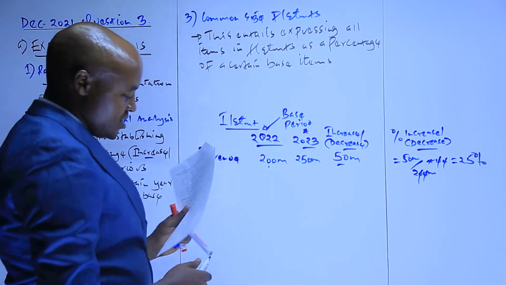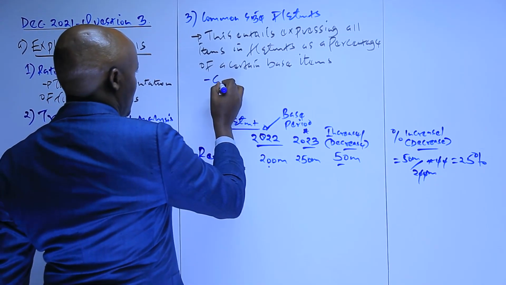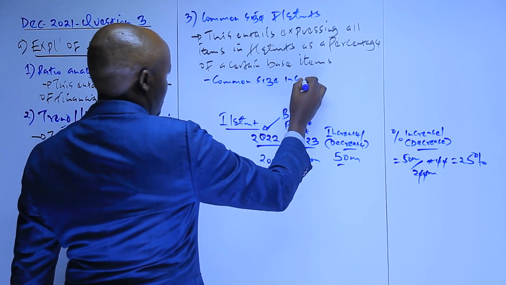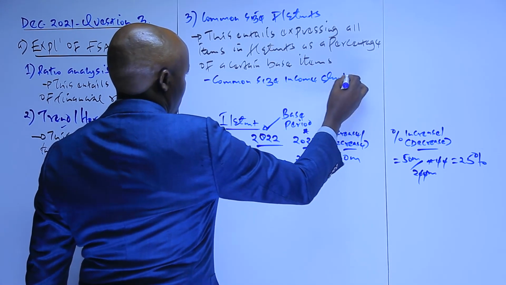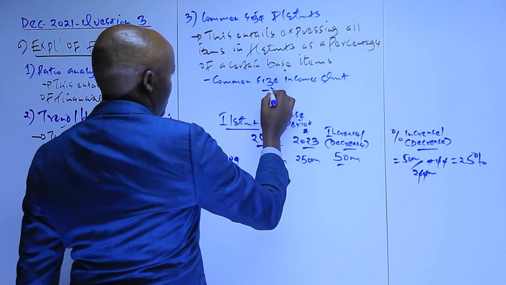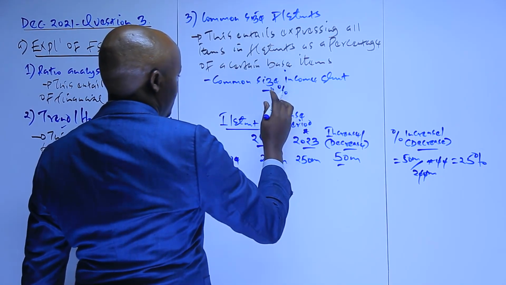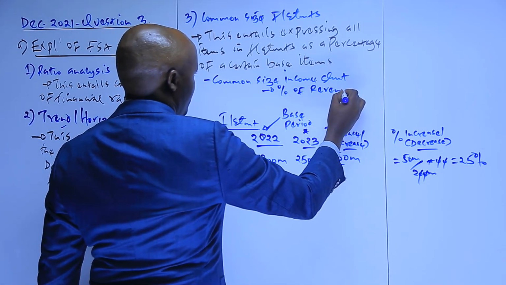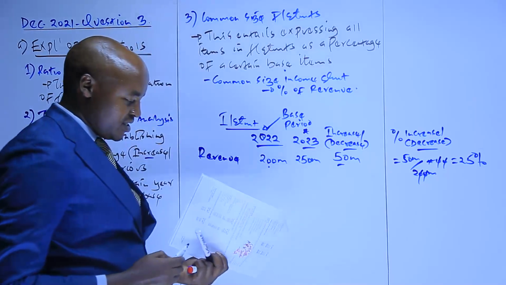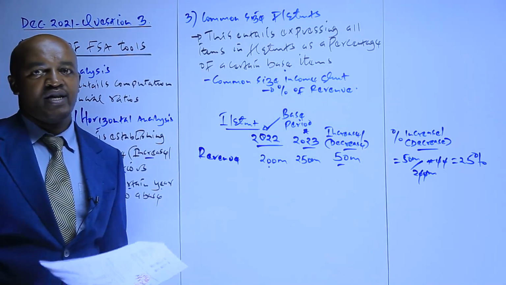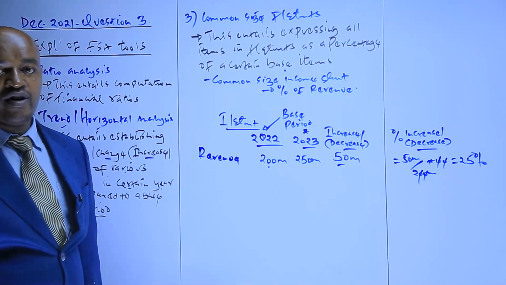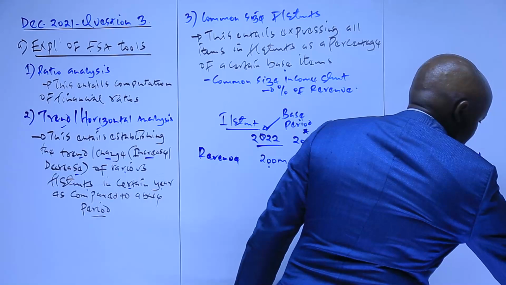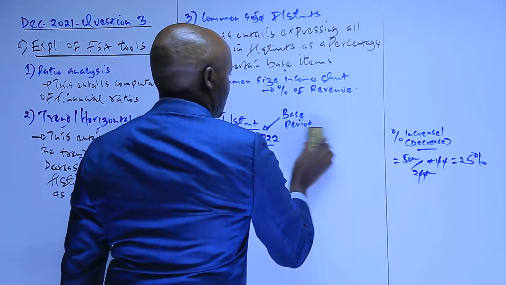And here we have number 1, the common size income statement. So common size income statement entails we express all items in the income statement as a percentage of revenue. So all the items in the income statement here will be converted, or basically will be expressed as a percentage of the revenue, or basically as a percentage of what? Of sales. As a percentage of sales.